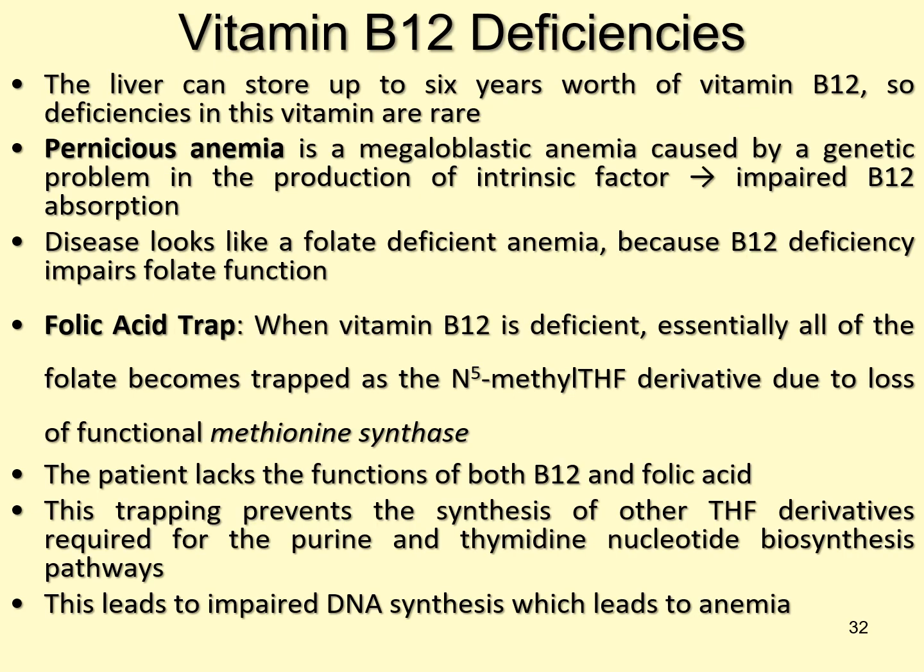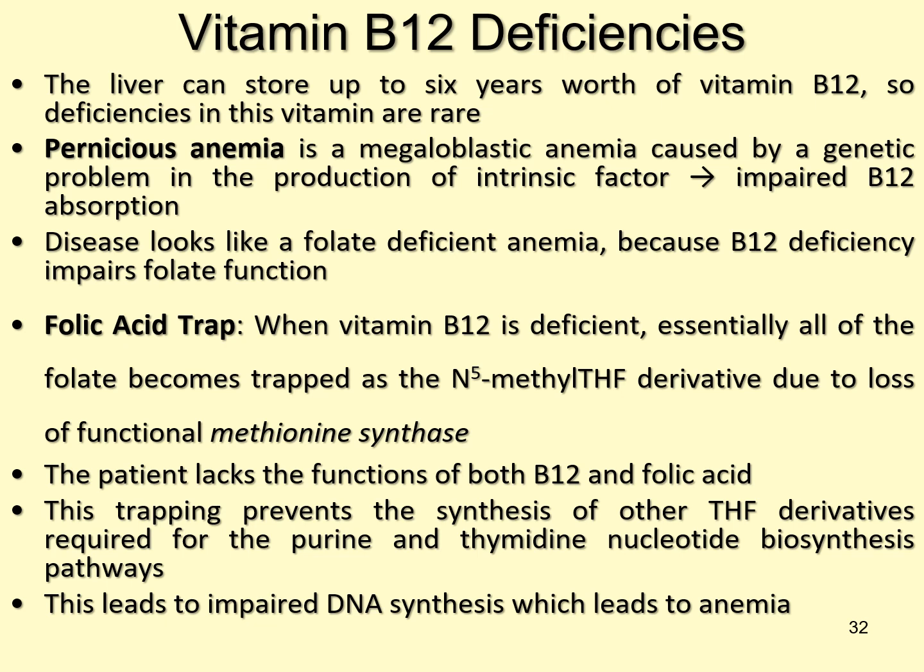Its deficiency can be associated with different diseases. Among the most common diseases associated with vitamin B12 deficiency is what? Pernicious anemia, which is what? A megaloblastic anemia caused by a genetic problem in the production of intrinsic factor, which means impaired vitamin B12 absorption.